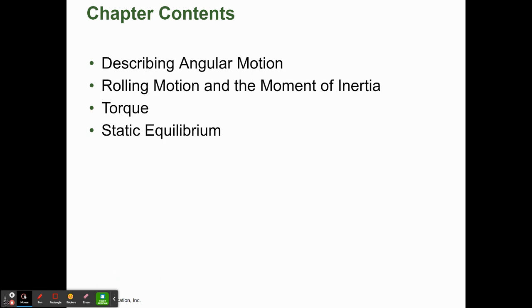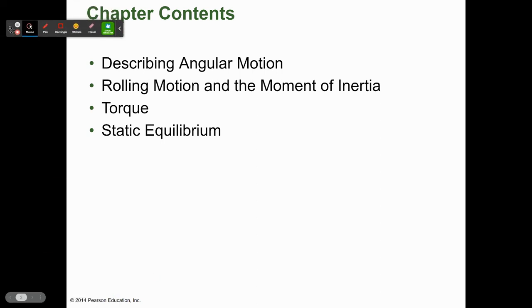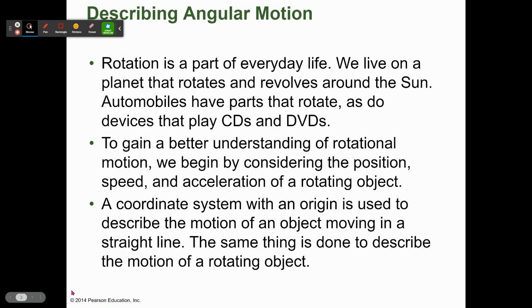Okay, so let me move this up here so we can move to the next slide. There we go. Okay, so rotation is part of our everyday life. You are rotating at this very moment because you are on Earth, and we are rotating and revolving around the sun, and we're also rotating around our own axis.